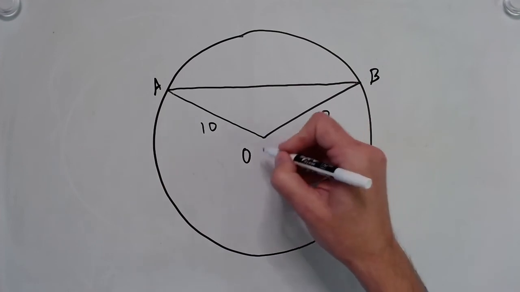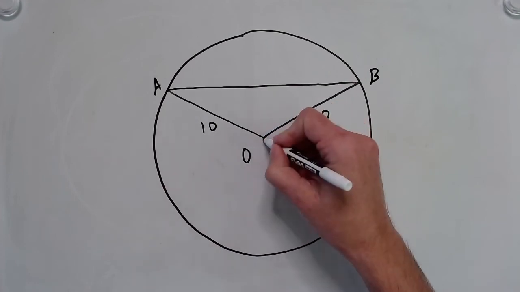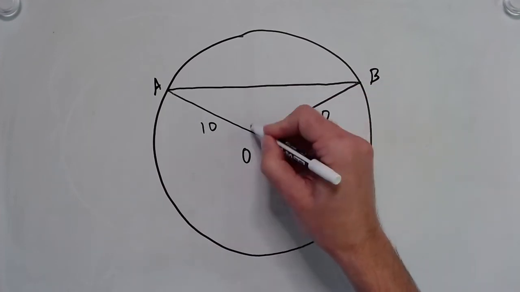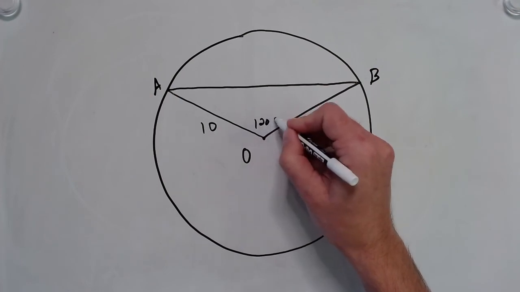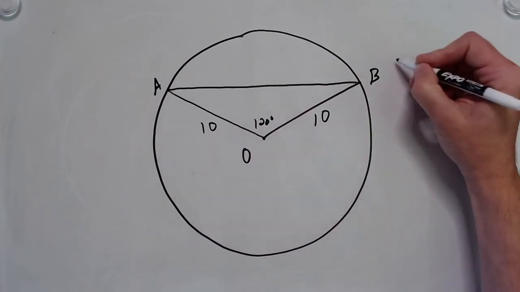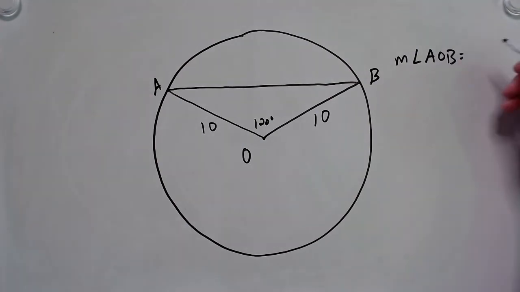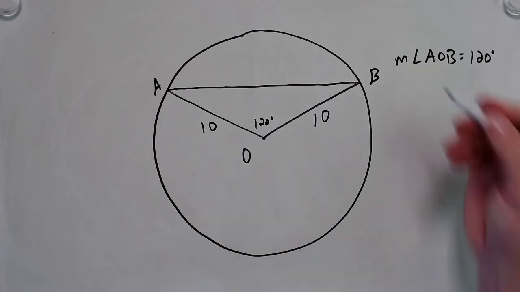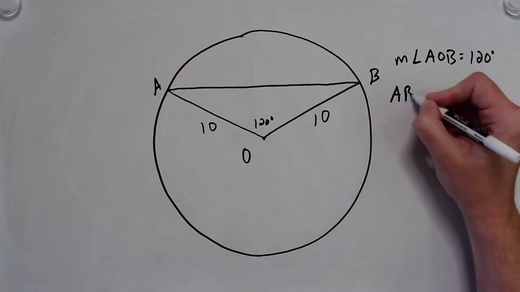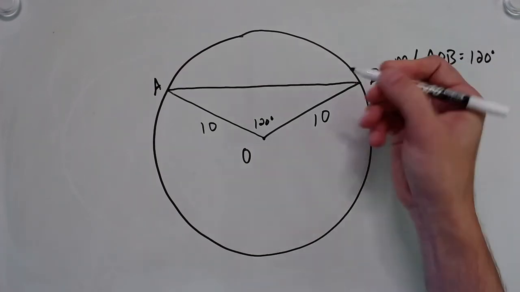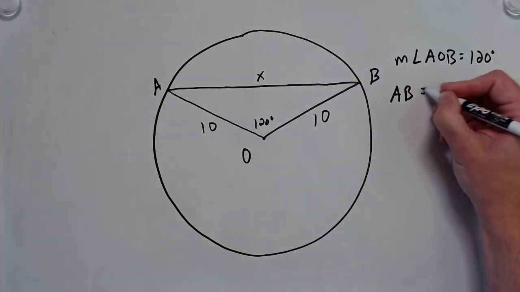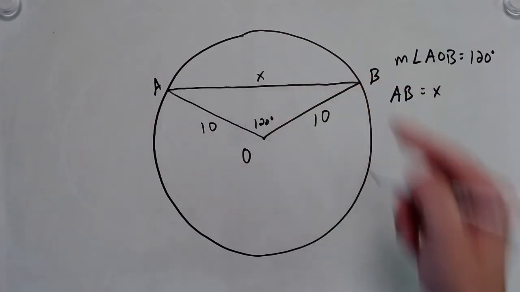And the last piece of information, and this is a letter O, not a 0, but it's the center, is this angle measurement right here. This is 120 degrees. So the measurement of angle AOB is equal to 120 degrees. So the question is, what is the length of segment AB? We could call it X or whatever, this is equal to X. That's what we're trying to figure out.